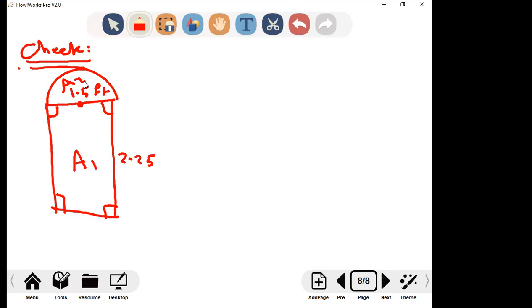So I have A1 and A2. For A1, it is a rectangle. I need length, width. Do I have the length? Yes, 2.25. The width, 1.5. It's the same of this. So the rectangle is ready. So the semicircle, what do I need to find its area? The radius. Do I have the radius? How much is it?